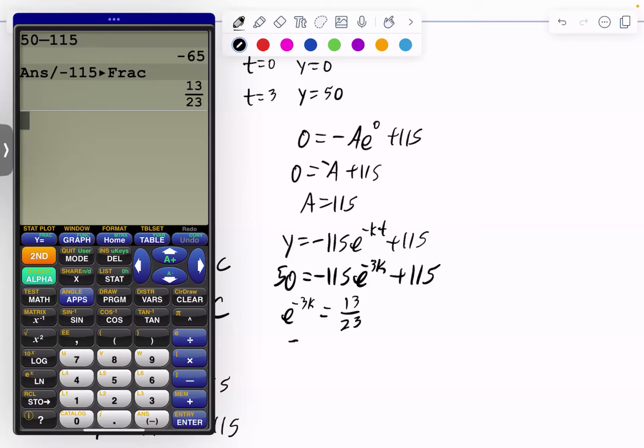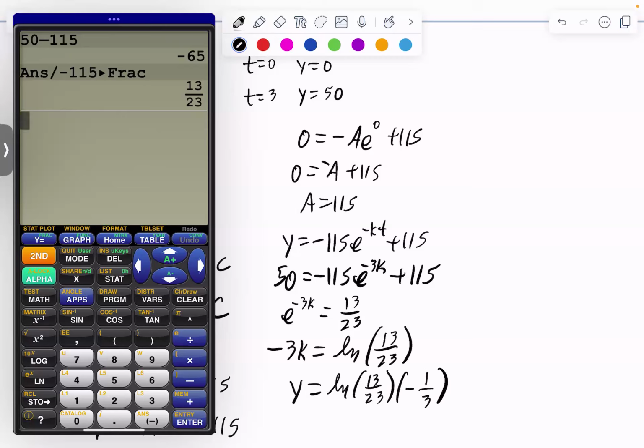And I'm going to convert this into logarithmic form. So this gives me that k is the natural log of 13 over 23 times negative 1/3. Oops, not y, k. All right. Now that we have k, this is going to get a little tricky. I want to make it very clear. I'm going back to here. And I'm going to plug in k.